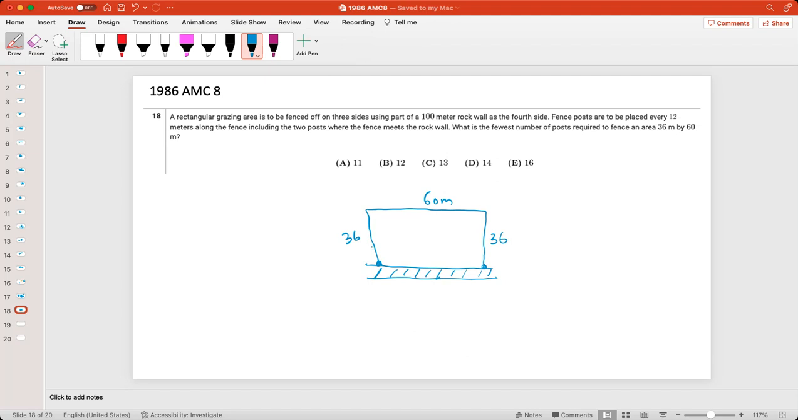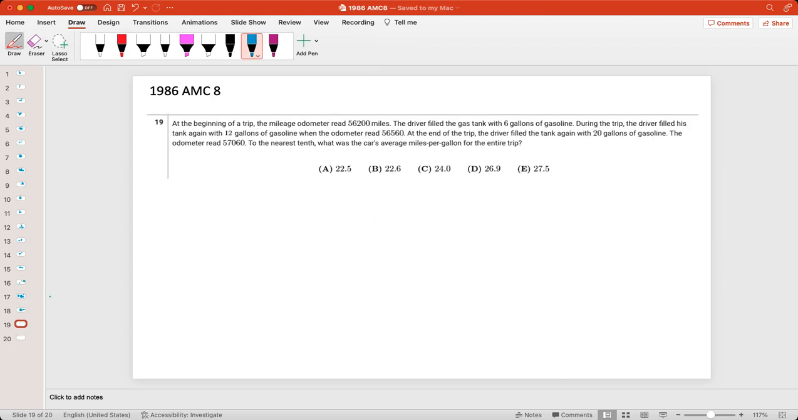So if this is 0, then we have at 12, we have at 24, we have at 36. Same goes for this side. Now this is 60, this is 0, so this is 12, 24, 36, 48. So this is going to be 60. So we have 4 plus 4, 8 plus 4, 12. So you are going to have 12 posts, which is answer option B. Going to the next question.